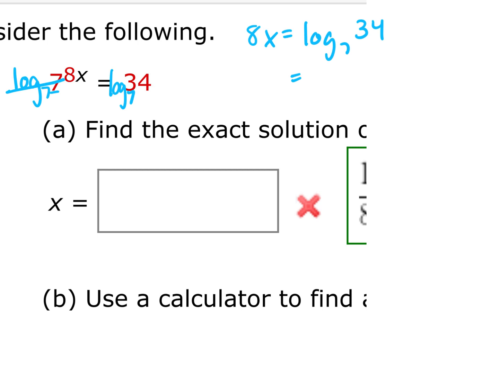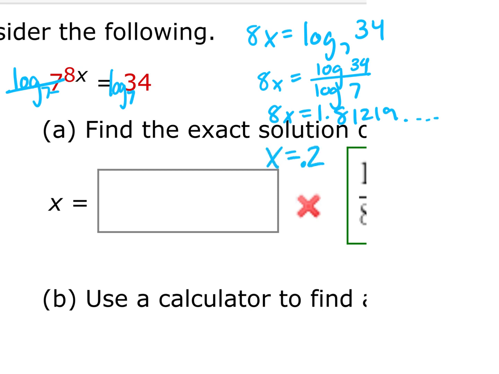So we'd put this in the calculator. Remember, you can't change the base in your calculator, so you have to do the change of base formula. Which number would go on top? 34. So log of 34 over log of 7. So 8x is equal to 1.81219. It keeps going, but just leave it in your calculator and then divide by 8. So x is equal to 0.22652.